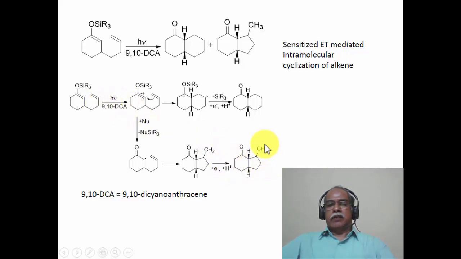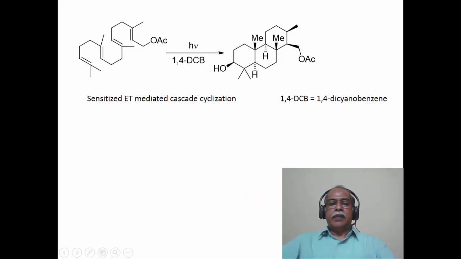This is a fairly nice example to show that this kind of a Lewis acid mediated cascade cyclization can also be triggered by electron transfer mechanism. Sensitization is done by 1,4-dicyanobenzene, that is a sensitizer. In other words, this molecule will undergo oxidation, reduce the 1,4-dicyanobenzene to the corresponding anion radical. The cation radical undergoes rapid cyclization, which is a cascade cyclization to produce a steroidal kind of a system. Finally, the cation is trapped by water to give the corresponding hydroxy species at this particular junction.